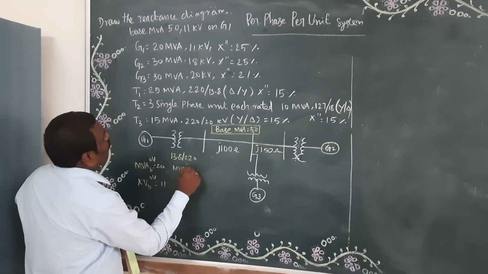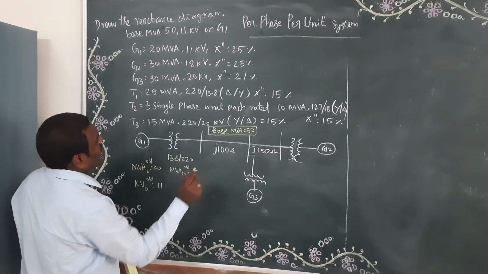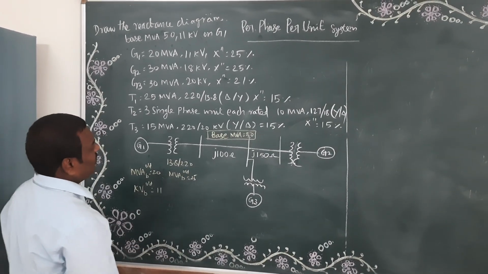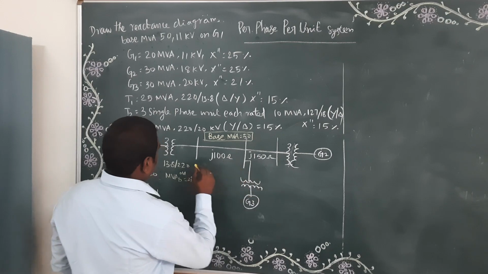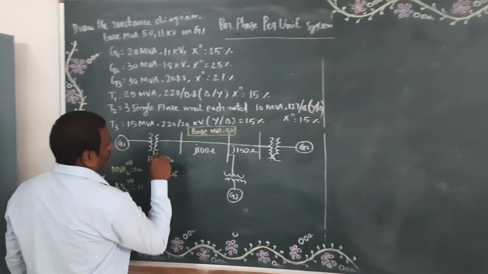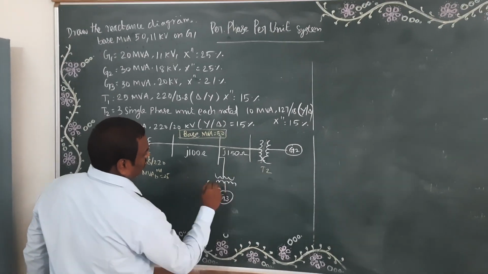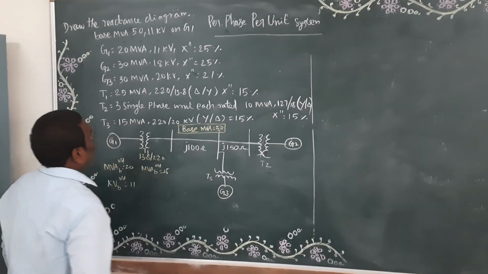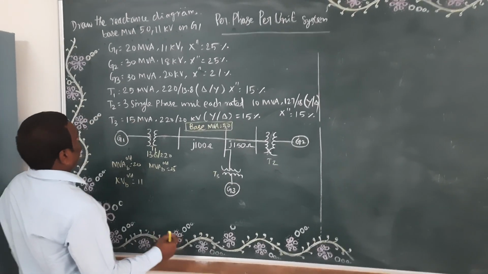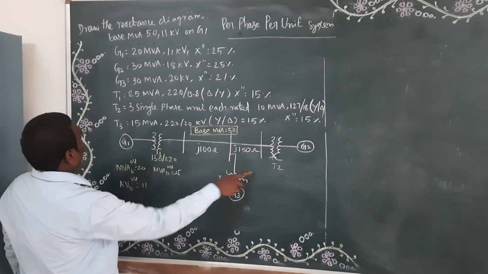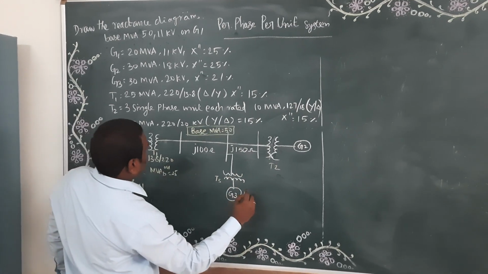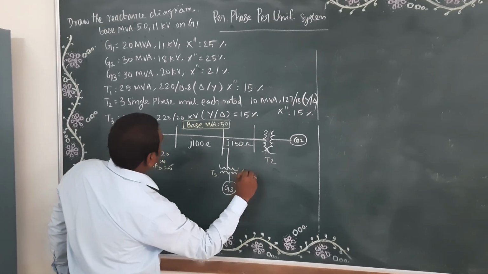MVA base old equal to 25. Right? Next for transformer, this is transformer 1, this is transformer 2, and this is transformer 3. Okay. Next for transformer 3, we will come to transformer 2 later. Now you write transformer 3. Transformer 3, 20 bar 220.